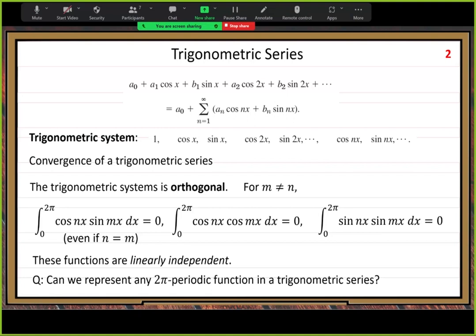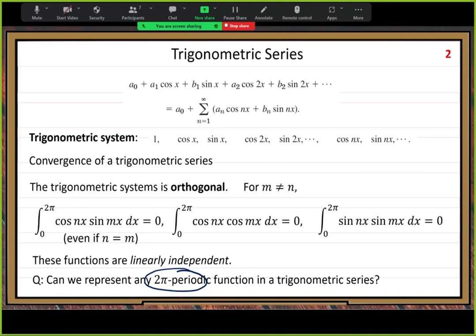But here, when we talk about 2 pi periodic, you can see this orthogonality property. I take the integral from 0 to 2 pi. It covers one period. But because it's a periodic function, if you take any period coverage and take the integral, the result is the same, because you cover exactly one period.